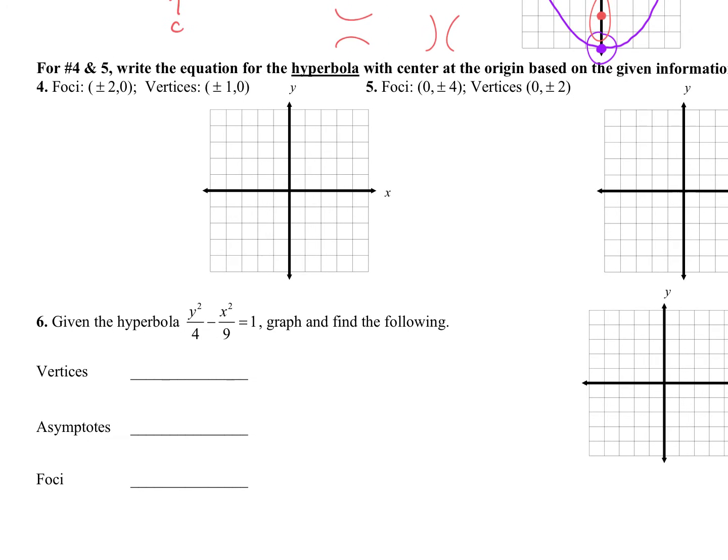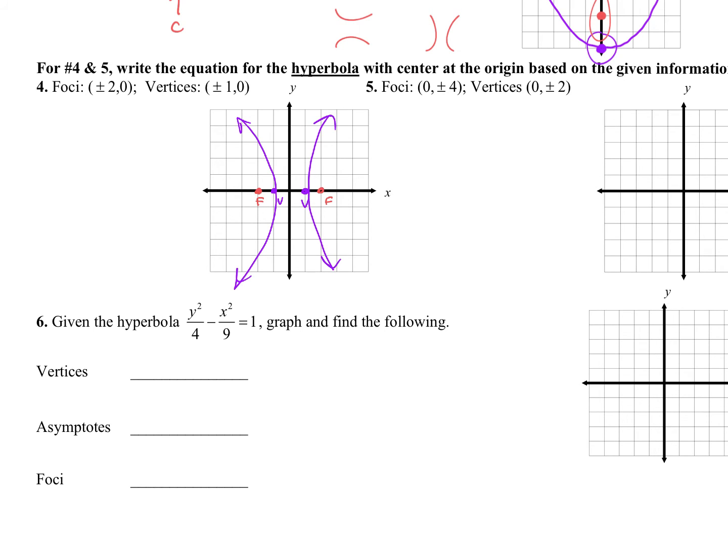So our foci are at plus or minus 2, 0. So negative 2, 0 is a focus and 2, 0 is a focus. So there are your foci. Your vertices are plus or minus 1, 0. So negative 1, 0, and 1, 0. So this is a vertex, this is a vertex, which means that our curve, okay, now you could draw the whole box in, but I just want you to see your curve should be wrapping around the foci, right? So it's going to be something like this.